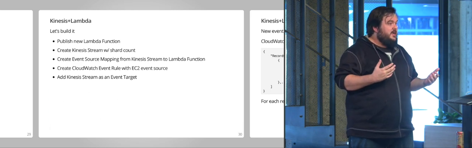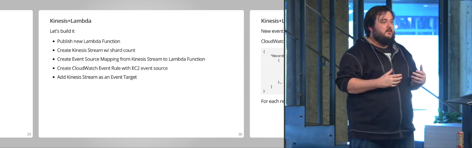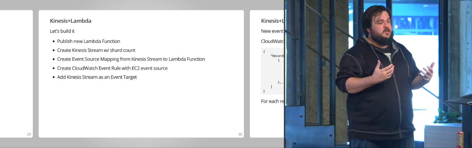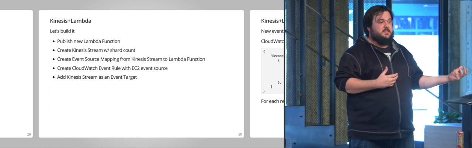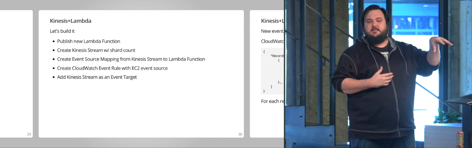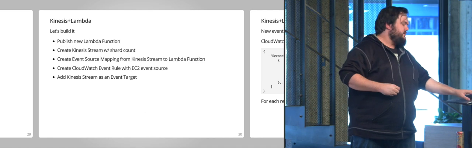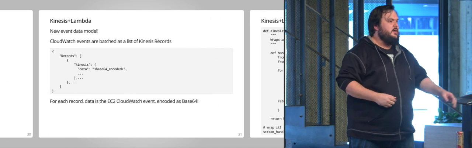To build this out, we publish the function, we create the Kinesis stream, we create an event mapping from the stream to the Lambda function, create our CloudWatch rule to listen for EC2 events, we create an EC2 event source, and we add the Kinesis stream as the target. So we're lining up all the ducks, and Terraform is going to make that easier for you.